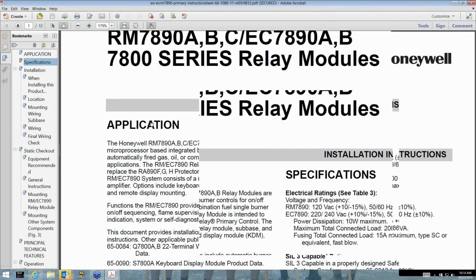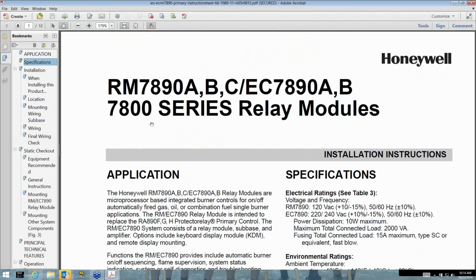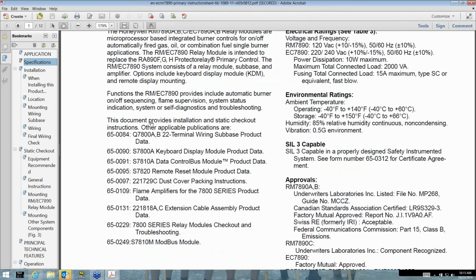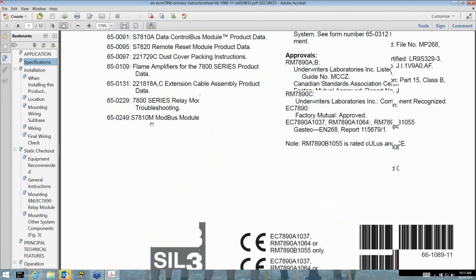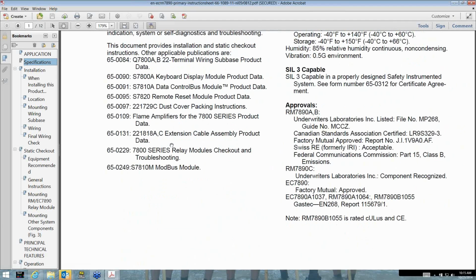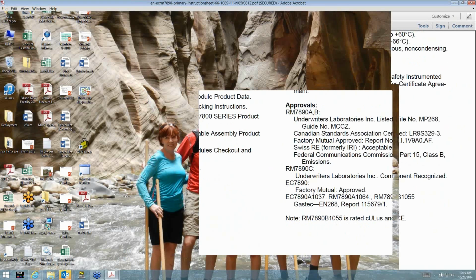All right. Okay. So here's the manual to a typical flame safety relay product. I just happened to pick the Honeywell because the question was on flame safety. If you flip down to it, you'll see here that it says it's SIL-3 capable. But nothing in this manual says anything about SIL-3 capable except this little statement here: if used in properly designed systems, see the form.